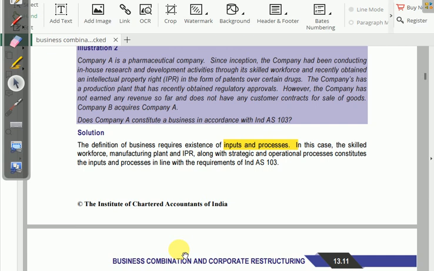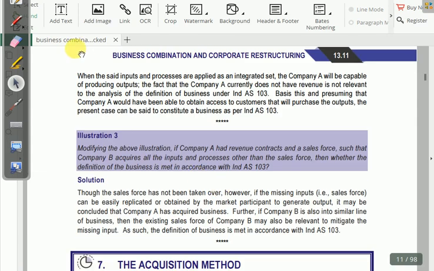In this case, the skilled workforce, manufacturing plant and IPR along with strategic and operational processes constitute inputs and processes in line with requirements of Ind AS 103 business combination. When the said inputs and processes are applied as an integrated set, here the important word is integrated set, the company A will be capable of producing outputs. Here it is capability is important.